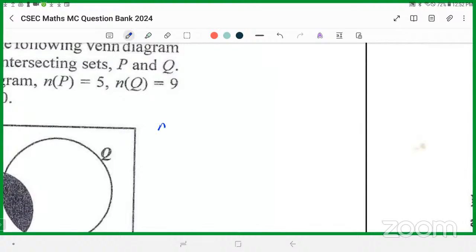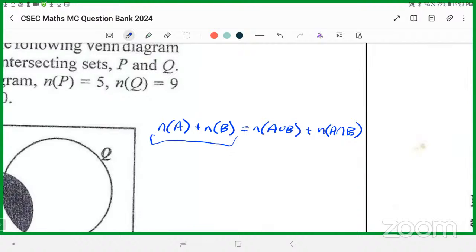The number of elements in set A plus the number of elements in set B will always be equal to the number in the union, A union B, plus the number in the intersection, A intersect B. A lot of the questions you'll find, this becomes applicable. It's quite simple. The total of these two must equal the total of those two at all times. So any three of them they give you, you can find the fourth one.